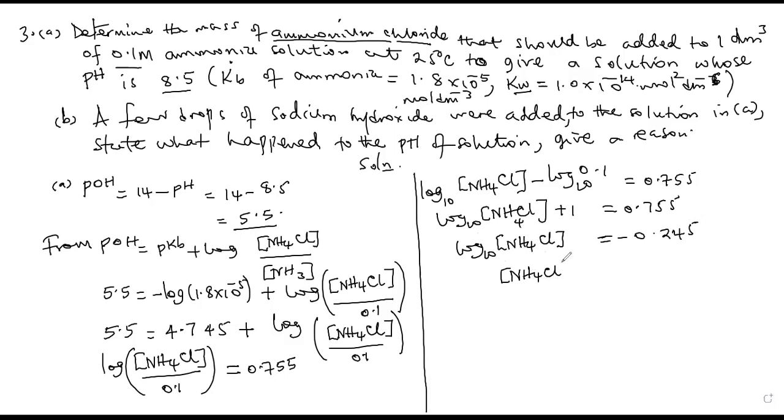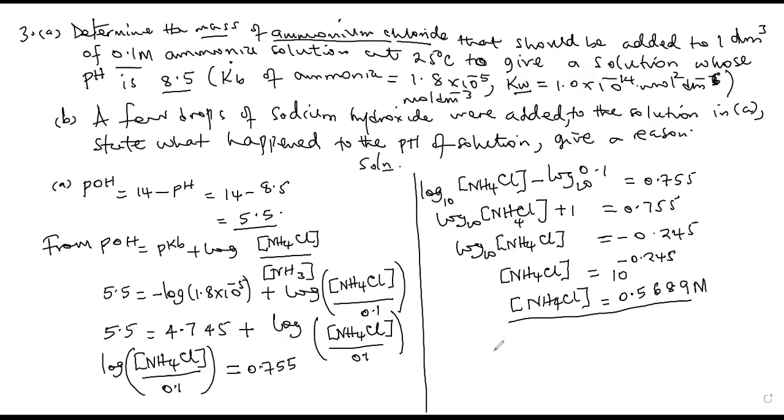The concentration of ammonium chloride will be equal to, if I eliminate the logarithm, 10 exponent negative 0.245. And indeed, when you evaluate this on a calculator, 10 to the power negative 0.245 gives you the concentration of ammonium chloride as 0.5689. After getting this as your ammonium chloride concentration, the question is determining the mass of ammonium chloride. So we've gotten the concentration in moles.